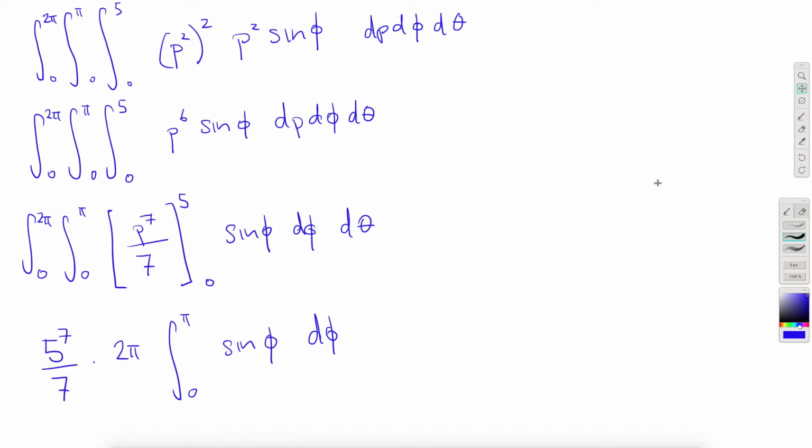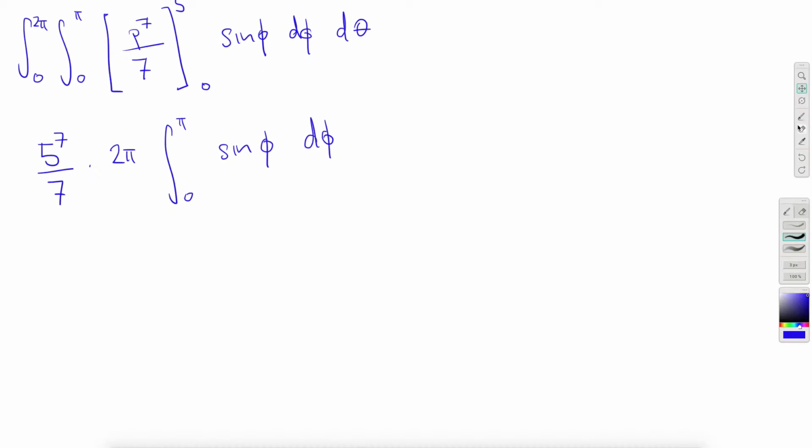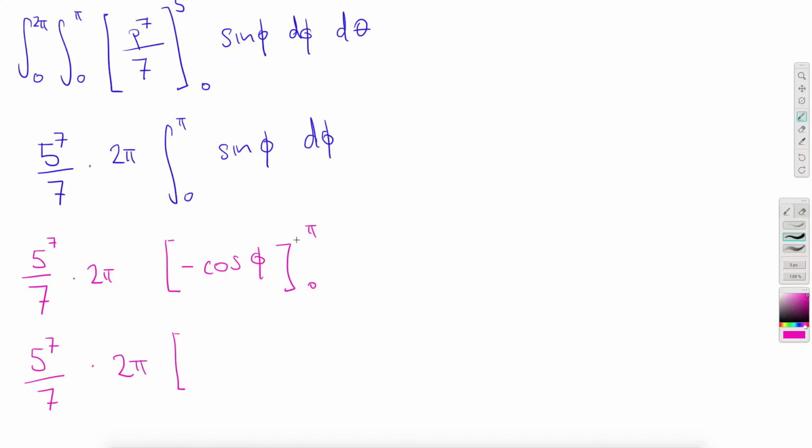And then we've got the integral from 0 to pi of sine phi d phi. Oh, let's change color. Let's just write this out. What is the integral of sine? It is negative cos phi between pi and 0. So we're going to get 5 to the 7 on 7 times 2 pi, negative cos pi minus negative cos 0.